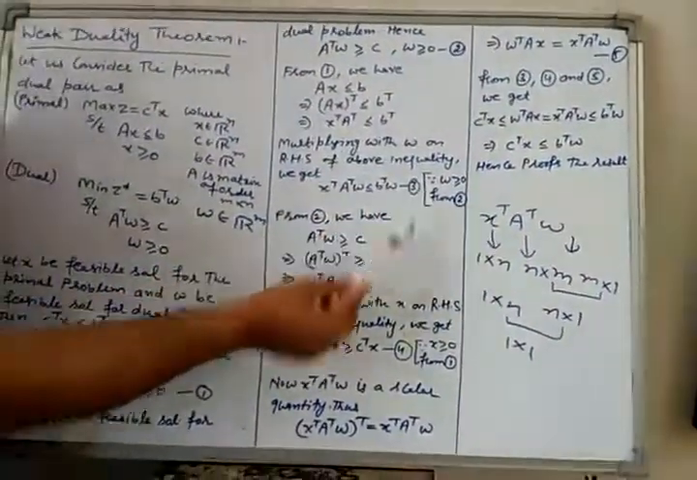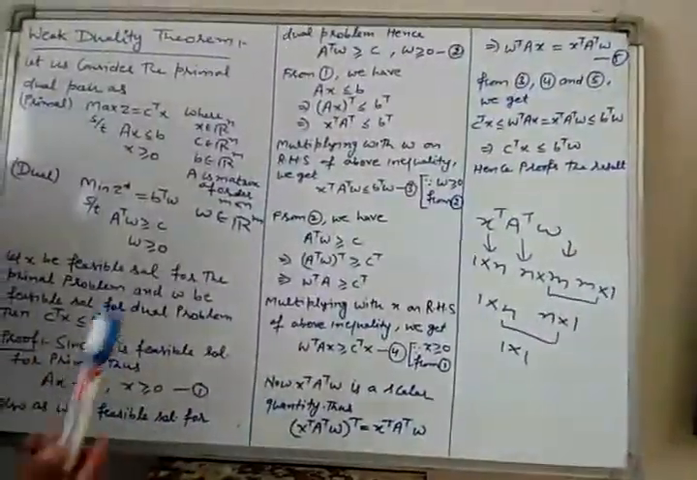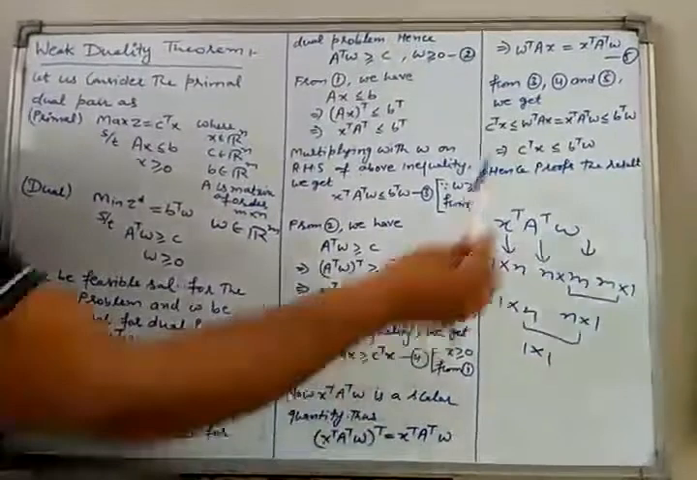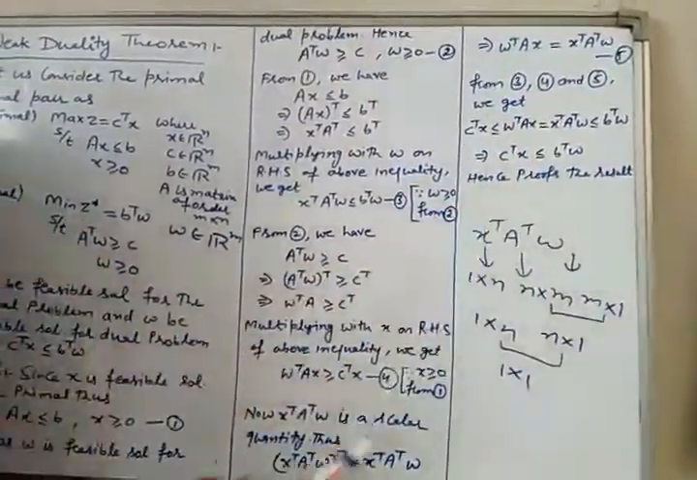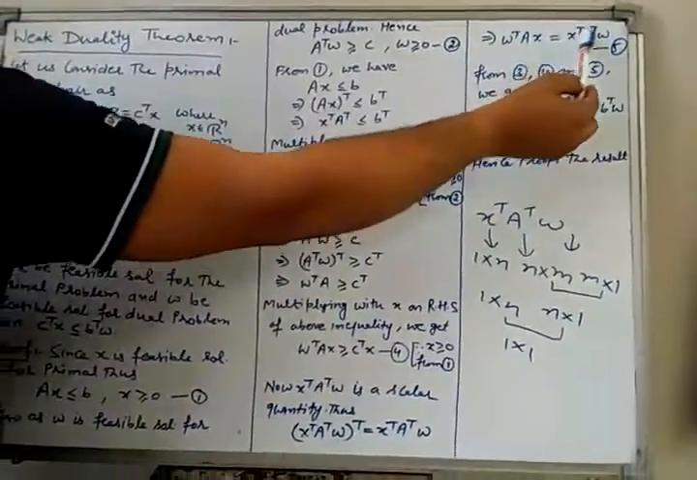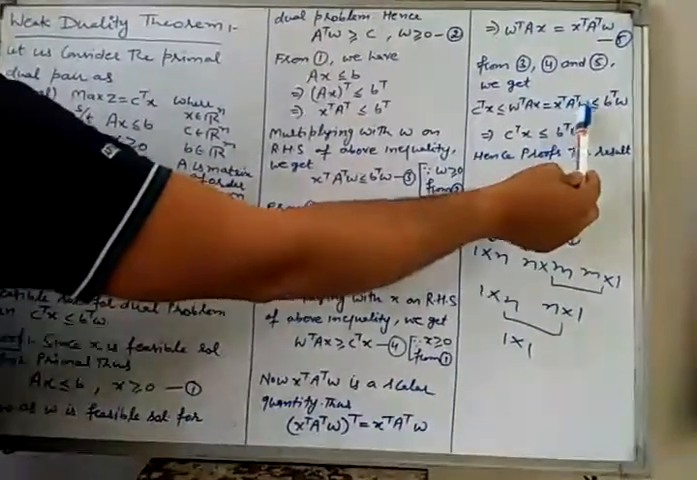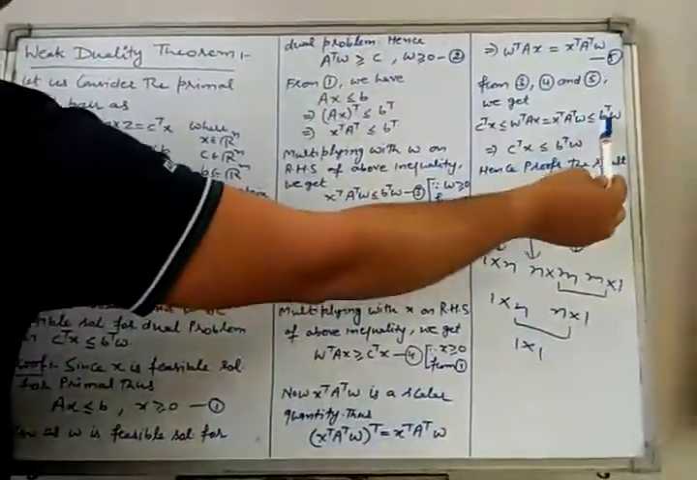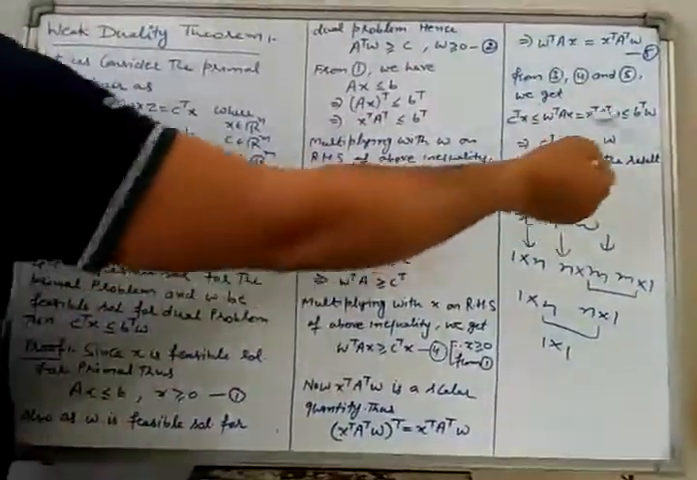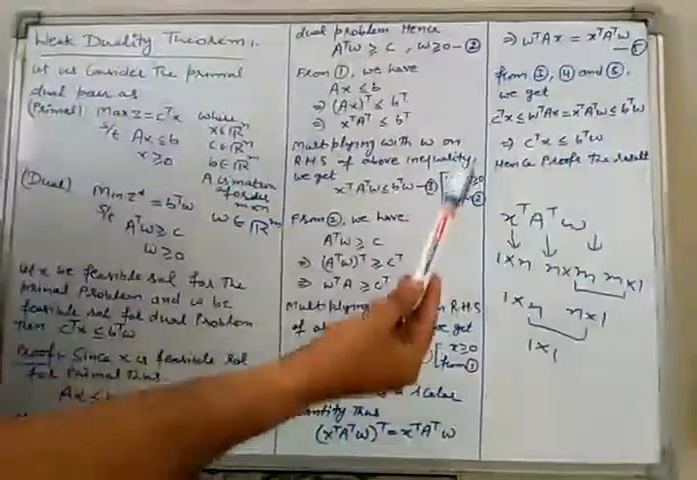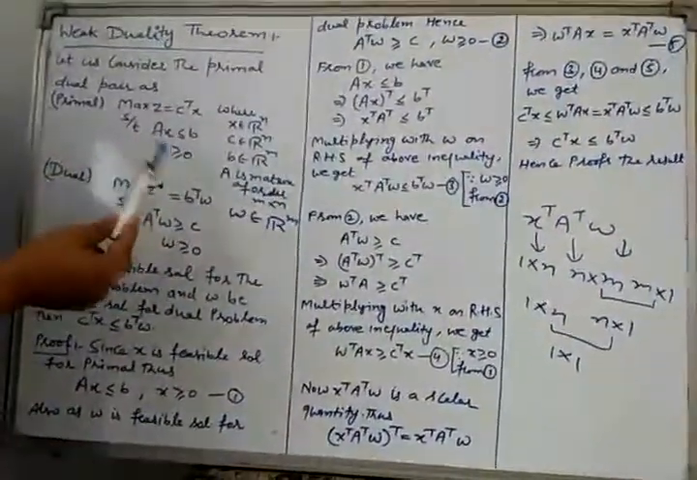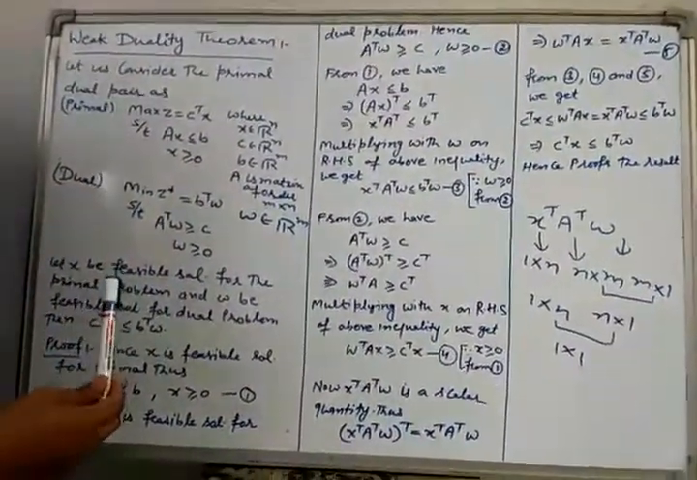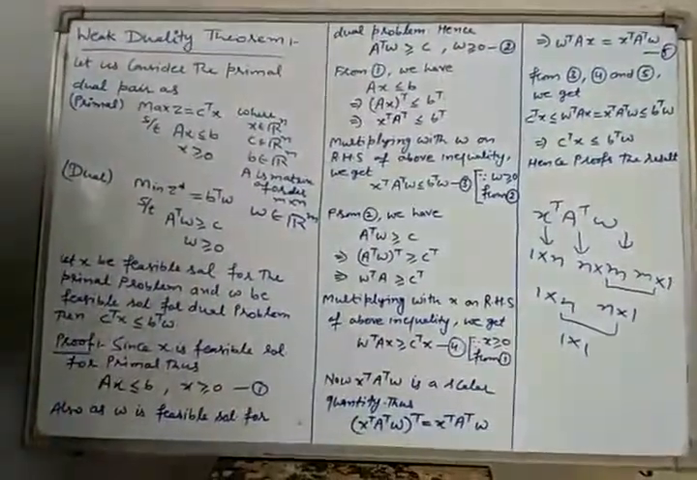Now combine equation numbers 3, 4 and 5. From equation number 4 we get C transpose X is less than equal to W transpose AX, which from equation number 5 is further equal to X transpose A transpose W. And from equation number 3, this quantity is less than equal to B transpose W. Combining these three, we get C transpose X is less than equal to B transpose W. That is, the maximum value of our problem corresponding to a feasible solution can't exceed the minimum value of the objective function corresponding to a feasible solution.